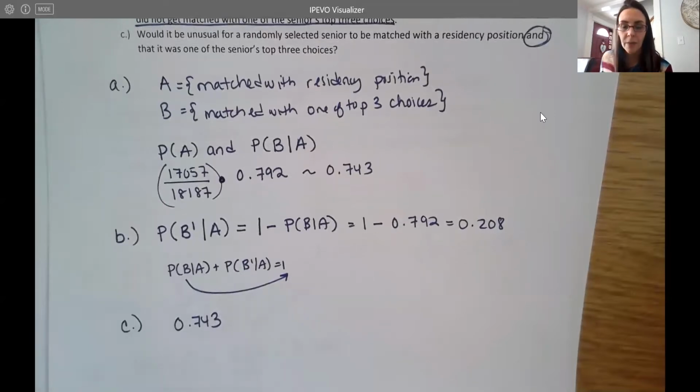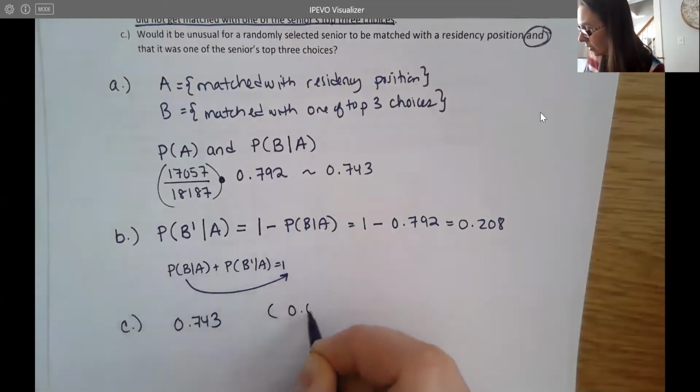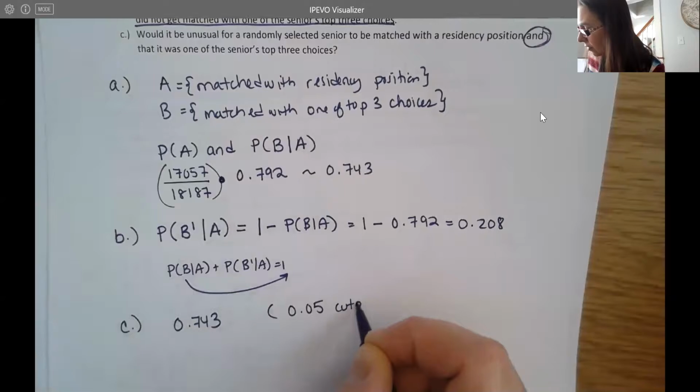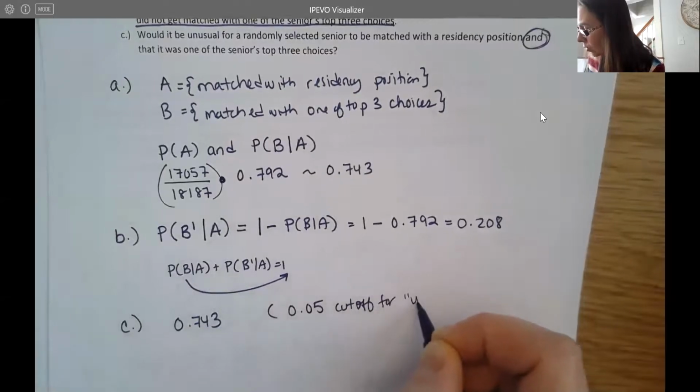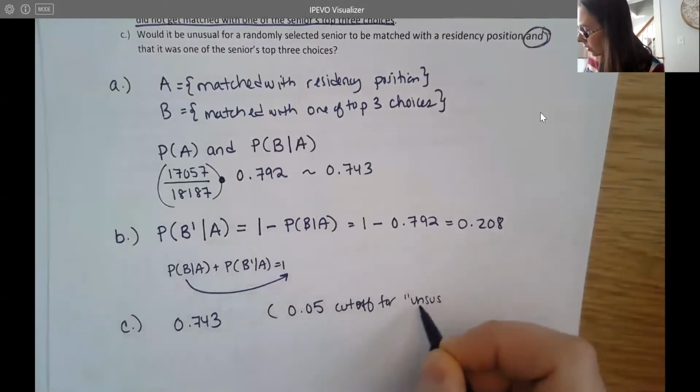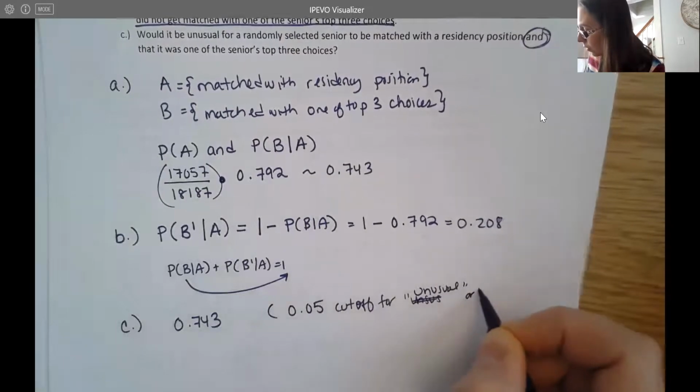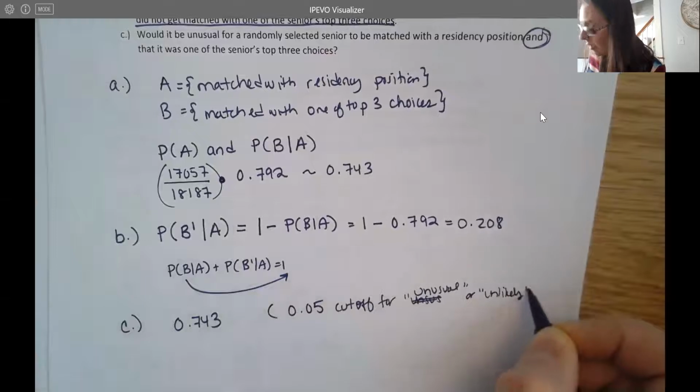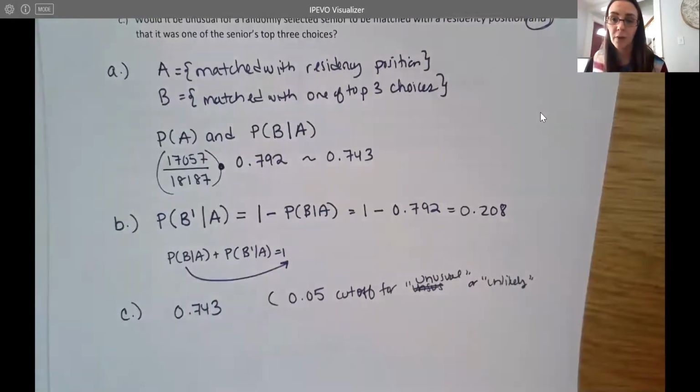This probability is quite high. So it's quite likely that a student would get residency and get one of their top 3 choices, right? It's about 74%. So keep in mind that that 0.05 is usually your cutoff for unusual or unlikely events to occur. So if you're above that 0.05 threshold, then we consider that to be totally usual and totally likely to occur, or at least more likely to occur. And that 0.05 is our typical cutoff.